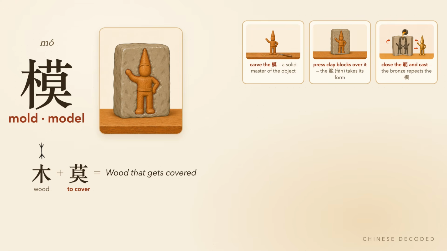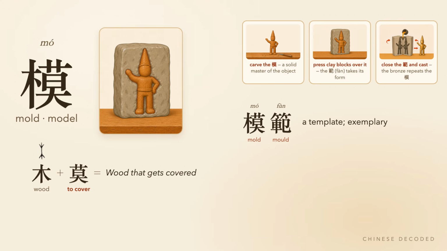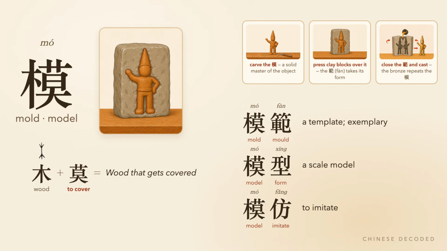In compounds, 模范, the mo and the fan, the two objects of the casting process. Together, they mean a template. From there, it came to mean exemplary, because the template is what everyone is expected to align with. Then there is 模型, a model, a small copy that repeats a thing's shape. And finally, 模仿, to imitate, to take another's form. In all of these, mo acts as the template. Its shape is taken, even though the physical covering mechanism is gone.